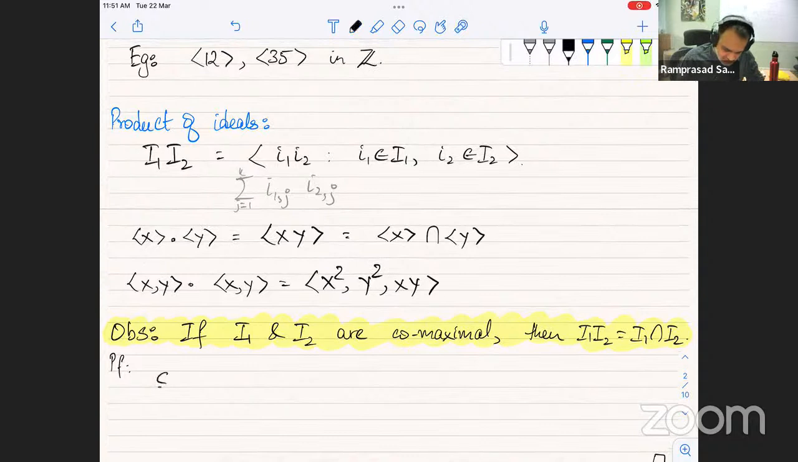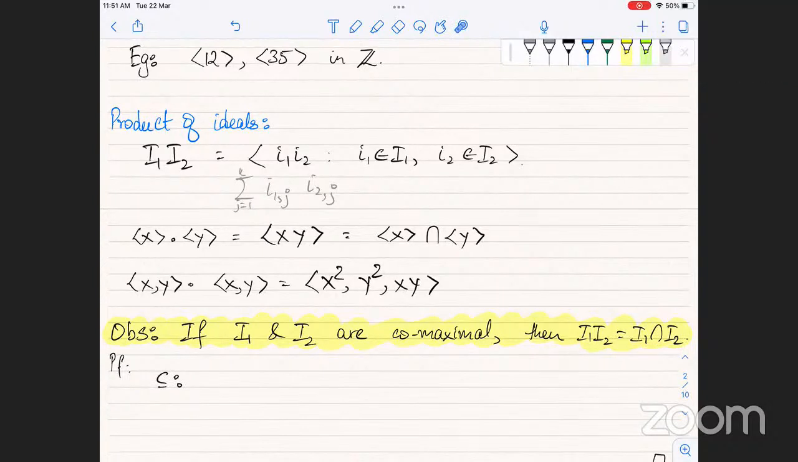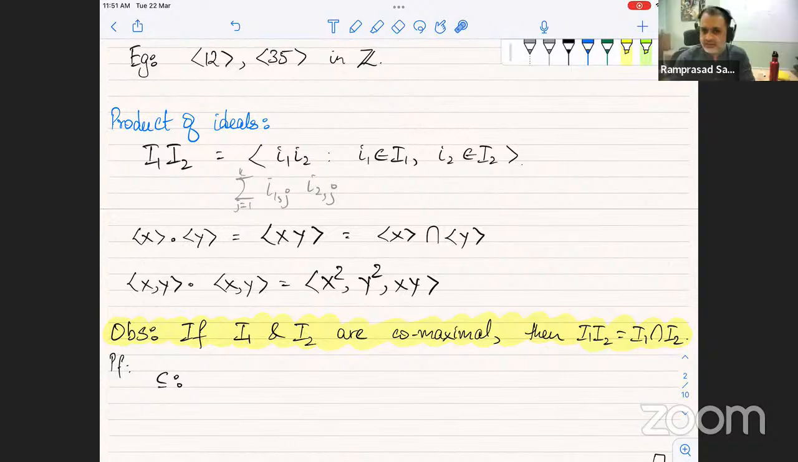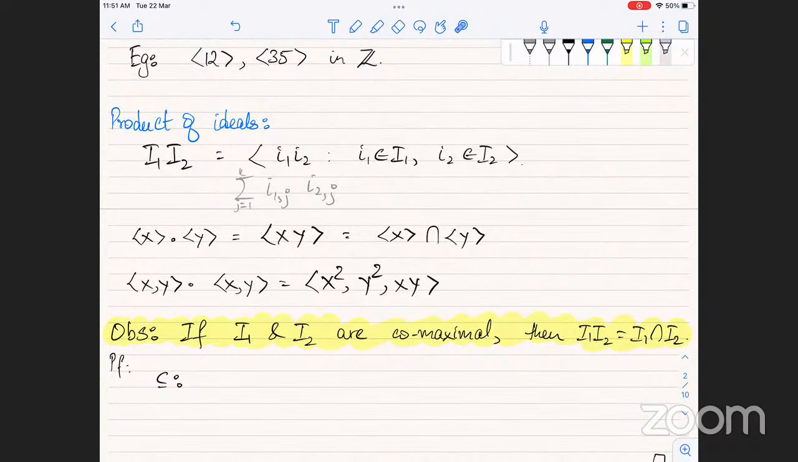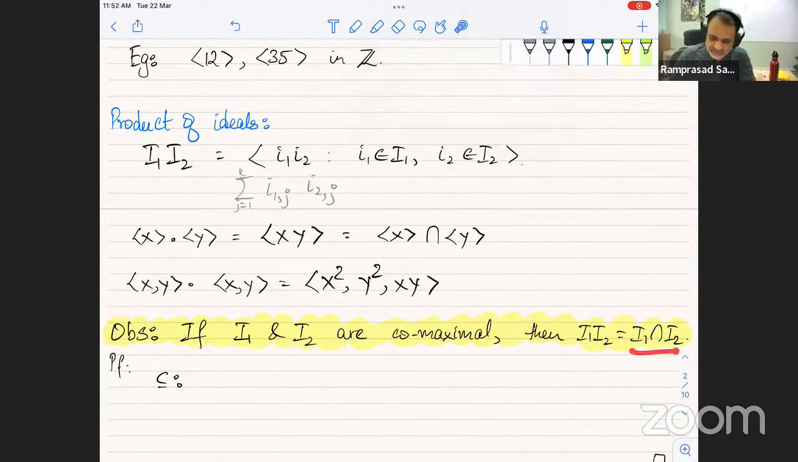Okay, let's prove this direction first, which is, I want to show that I1 I2 is a subset of I1 intersect I2. If you work with 2Z and 4Z... Yeah, but 2Z and 4Z are not co-maximal. Yes, but they satisfy the ideal equation. No, they don't, right? 2Z intersection 4Z is equal to 4Z, but 2Z times 4Z is 8Z. Yes. Yeah, so they're not the same.